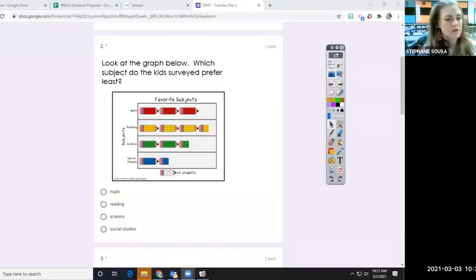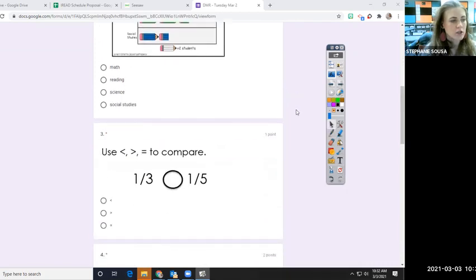Alrighty. Yesterday, you did a very nice job with this first question. It was, which subject do kids prefer the least? We know that least means the littlest amount or the smallest amount. And we can see that social studies was the smallest. We did a great job with that one.